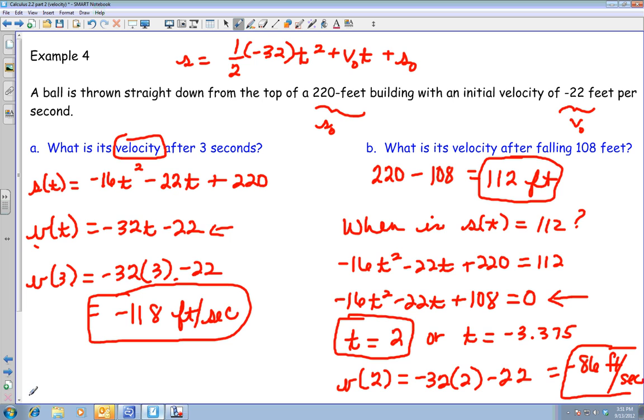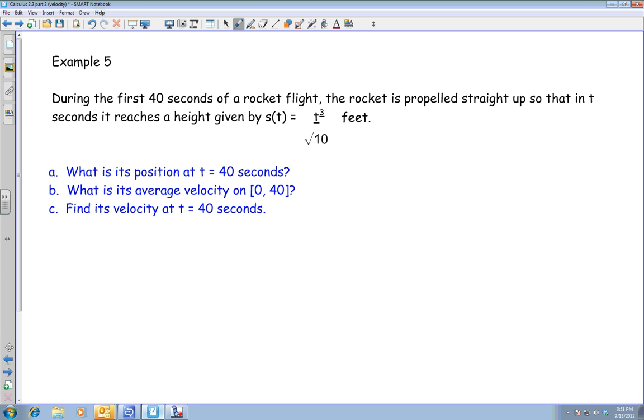Last one. During the first 40 seconds of a rocket flight, the rocket is propelled straight up so that in t seconds it reaches a height given by, here's my position. So part A, what is its position at t equals 40 seconds? They're just wanting to know, after shooting up, at 40 seconds, how high is it? Well, this is easy. It's asking for position. Here's my position. They're saying plug 40 in place of my t. So s of 40 equals 40 cubed divided by the square root of 10.